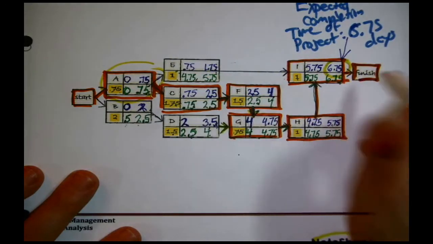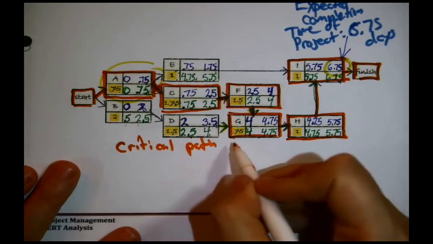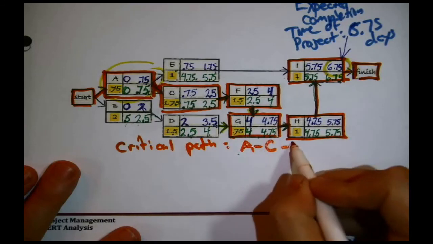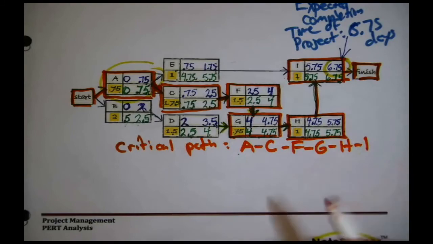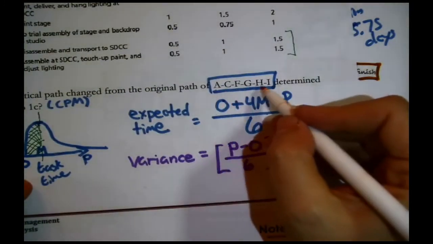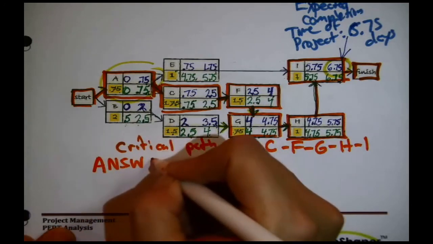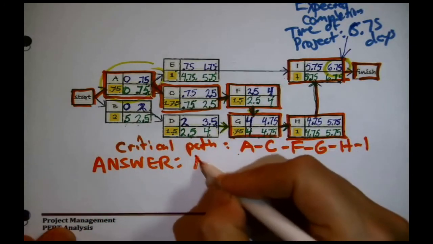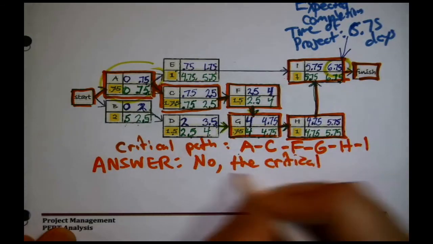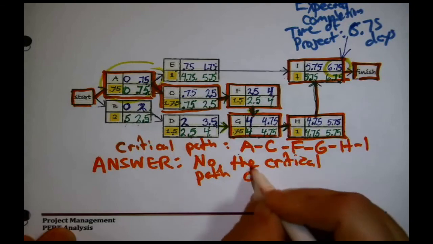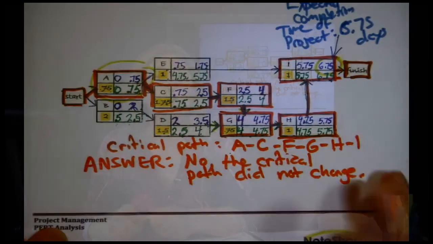Okay, critical path. A, C, F, G, H, I. Wait a minute. A, C, F, G, H, I. Answer to their query, no, the critical path did not change from the earlier analysis.